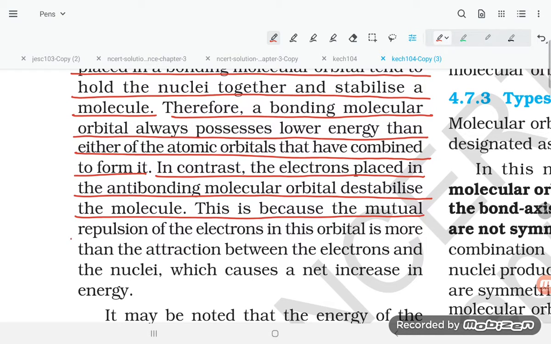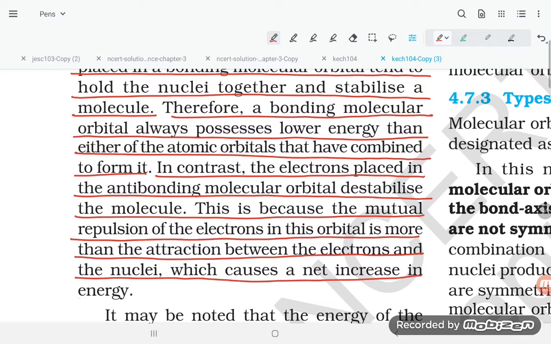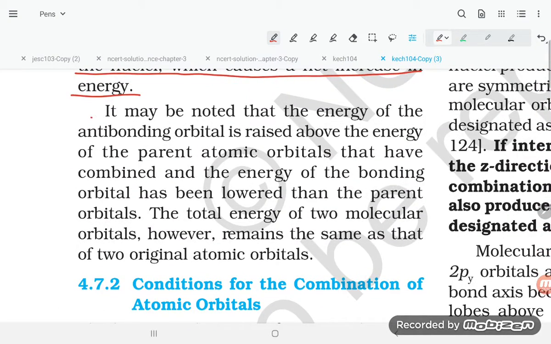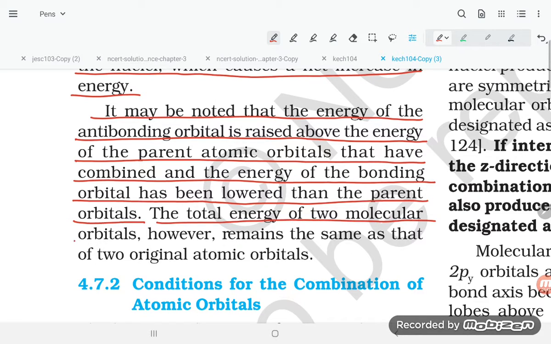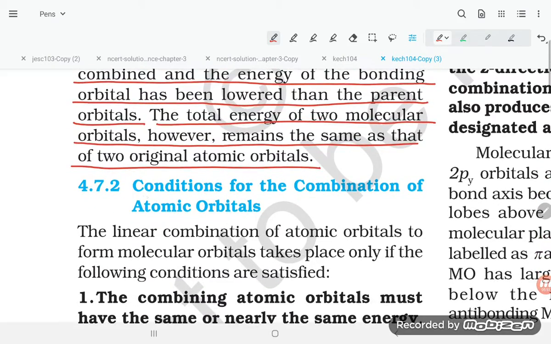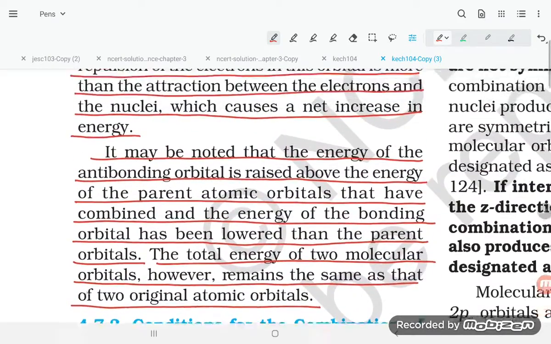This is because the mutual repulsion of the electrons in this orbital is more than the attraction between the electrons and the nuclei, which causes a net increase in energy. It may be noted that the energy of the anti-bonding orbital is raised above the energy of the parent atomic orbitals that have combined, and the energy of the bonding orbital is lower than the parent atomic orbitals. The total energy of the two molecular orbitals, however, remains the same as that of the two original atomic orbitals, right? The conditions for the combination of atomic orbitals we will discuss in a later part of the video.